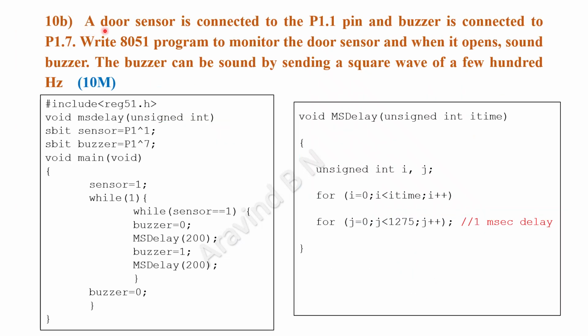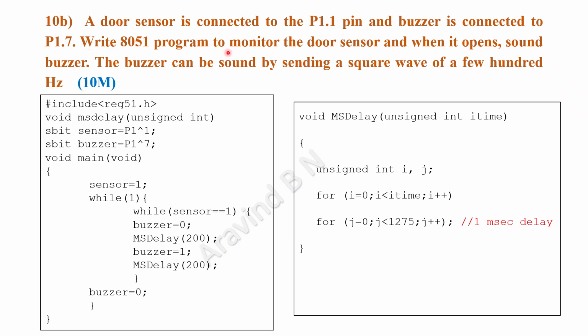Question 10b. A door sensor is connected to the P1.1 pin and a buzzer is connected to P1.7. Write an 8051 program to monitor the door sensor and when it opens, sound the buzzer. The buzzer can be sounded by sending a square wave of a few hundred hertz. This is for 10 marks. Here we have to identify the connections first. The sensor is connected to P1.1, so this is the first one. Then the buzzer is connected to P1.7, fixed connections.